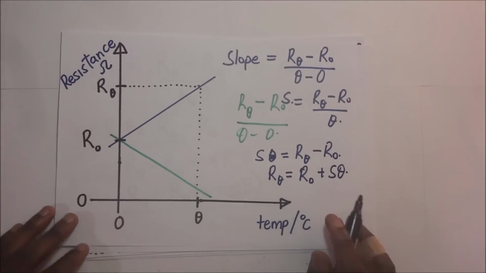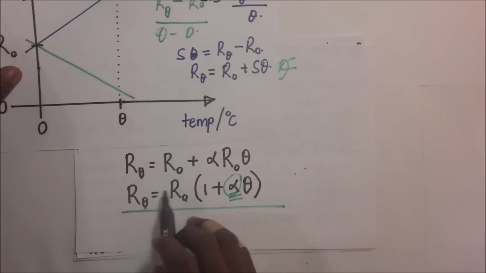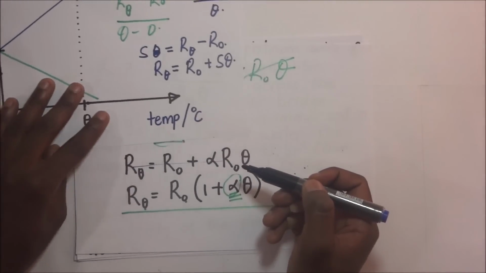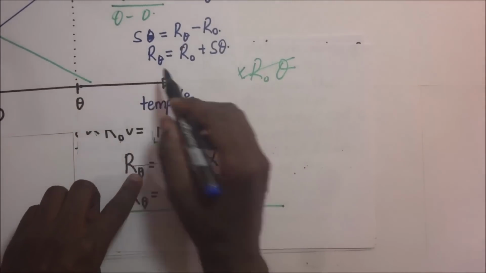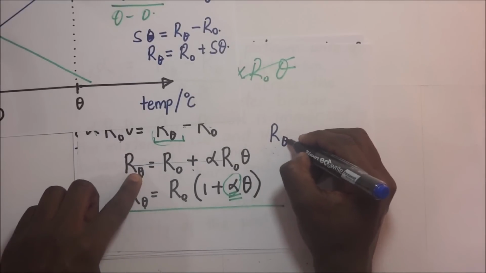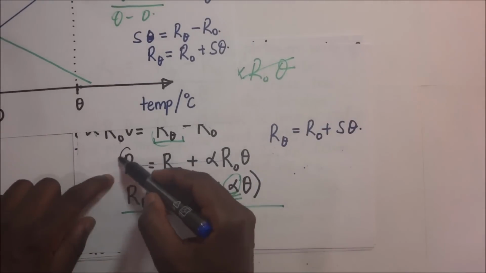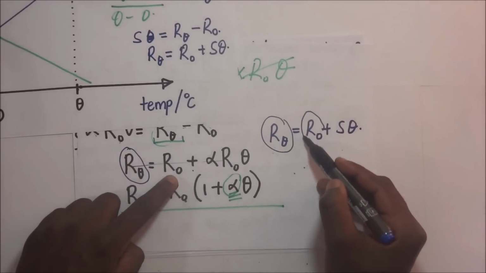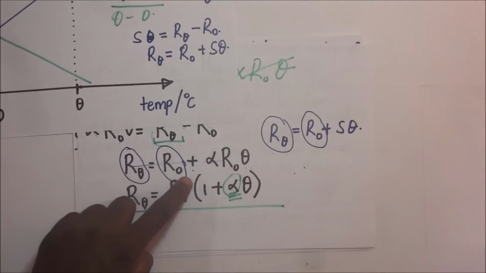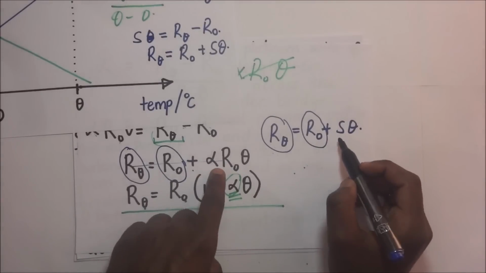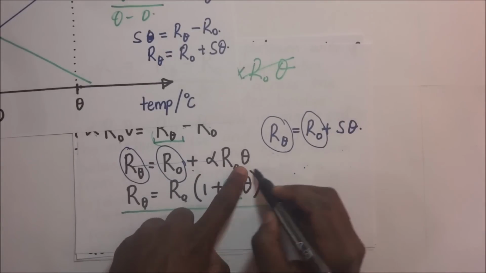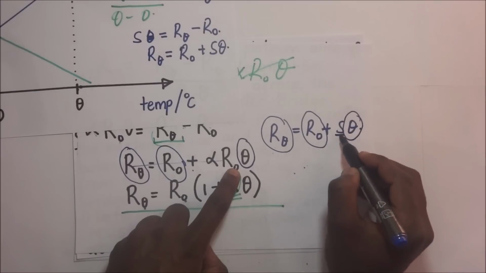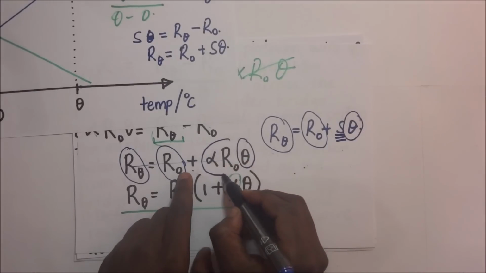Now I want us to relate this to the earlier part of the equation. Let me write it right here. This is r theta. If you relate the two, r theta is equal to r naught, so r naught is right there, plus alpha r naught theta. So you find that here we have a theta and we have a theta there. So it means that this slope is equivalent to that.